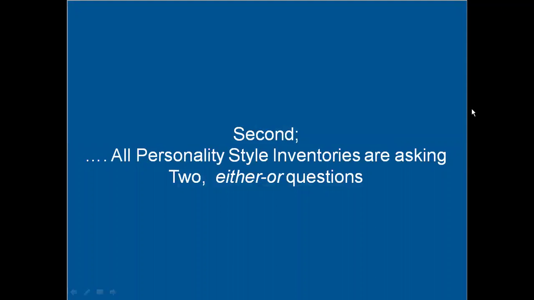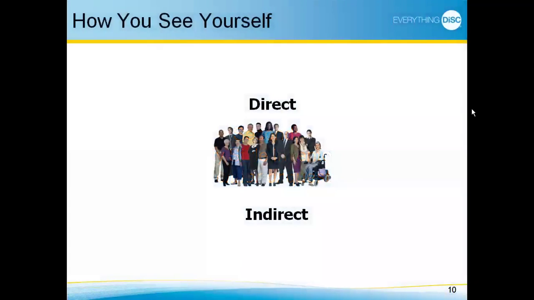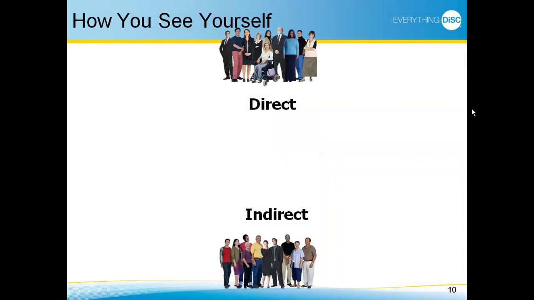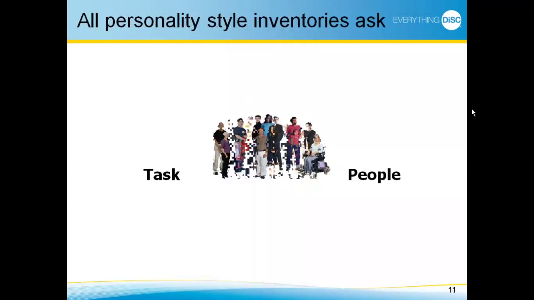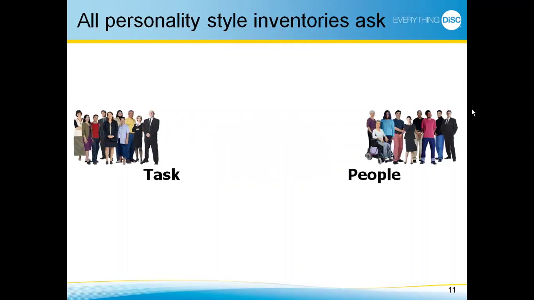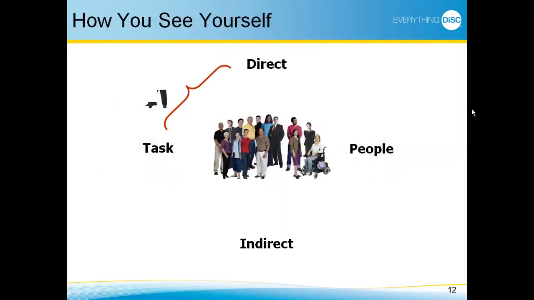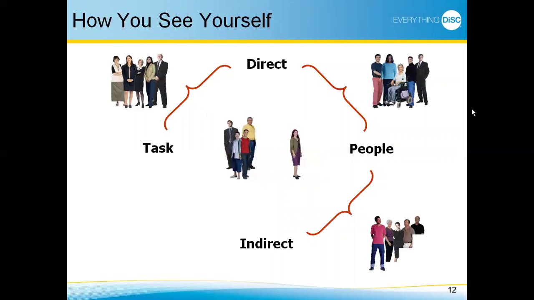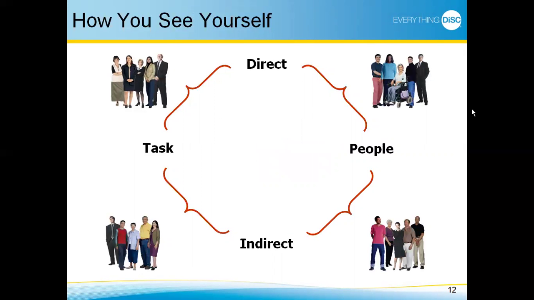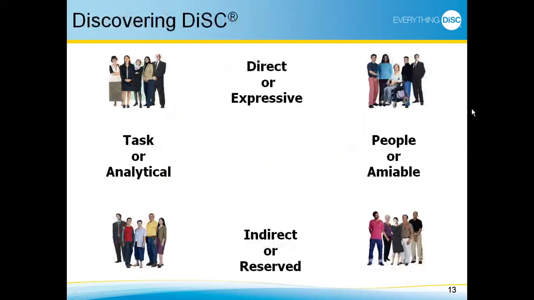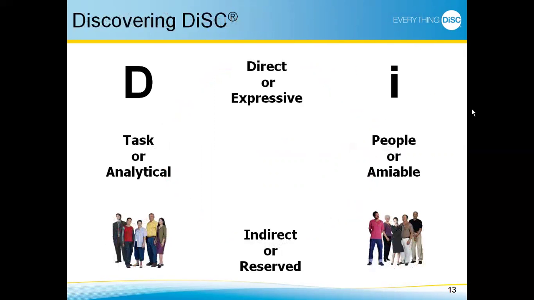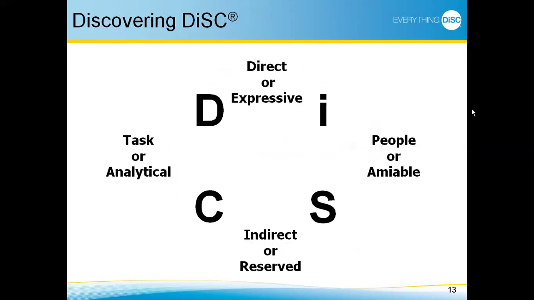Second, I want to remind you all personality inventories such as the DiSC are simply asking two either-or questions. The first question, are you direct or indirect? The second question, are you task-oriented or are you people-oriented? This gives us the information we need to create a profile. We use these two questions to move people into quadrants. Those quadrants are D, I, S, and C, which becomes your DiSC profile.